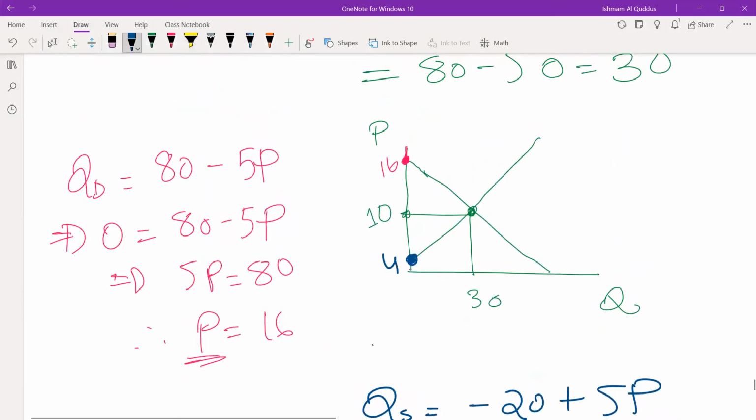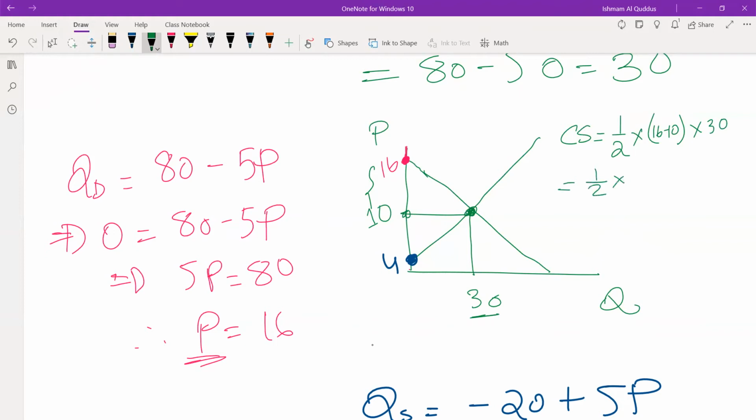So this is 4. Now I think you can solve the values of consumer surplus. The CS would be, this is the price change, right? So half multiplied by 16 minus 10 multiplied by the quantity, this point is 30, which should give us half multiplied by 6 multiplied by 30, and this should be 90.